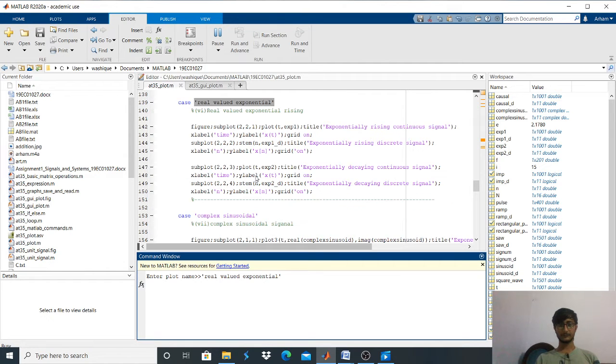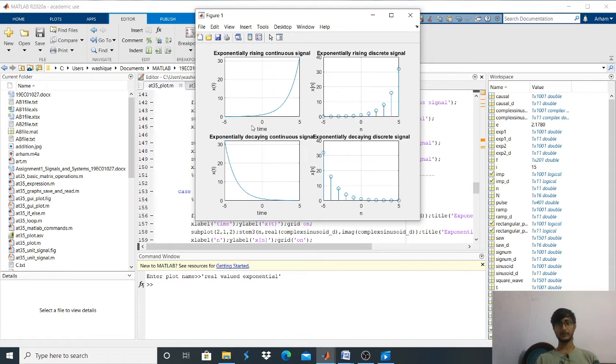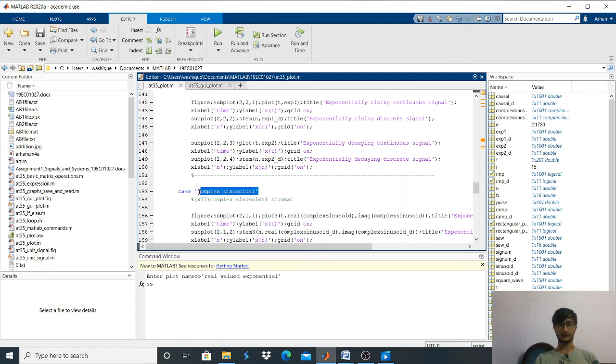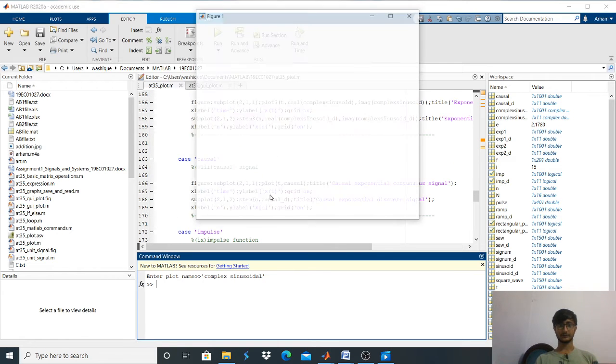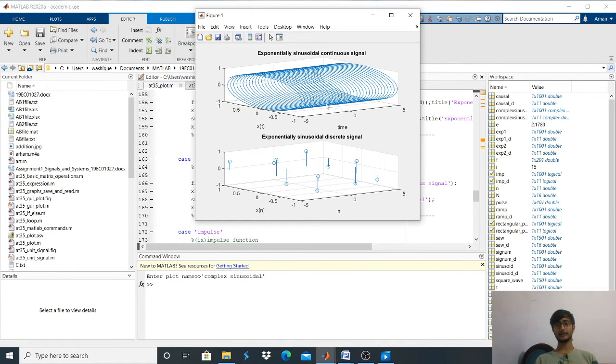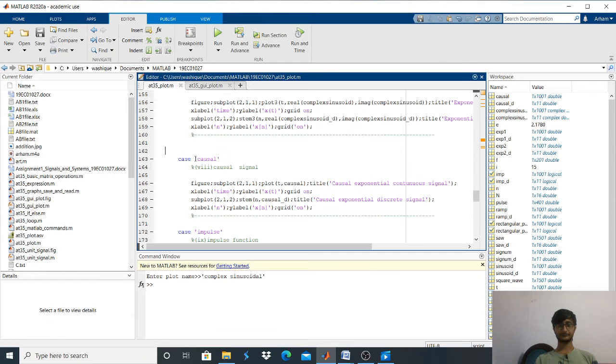After that we are having real valued exponential function. We are running it. So see, we are getting rising, we are getting decaying, and the corresponding discrete ones are there. After that we are having complex sinusoidal function. This we have created in 3D because we have to handle both real and imaginary parts. Corresponding discrete there. Then we are having causal signal.